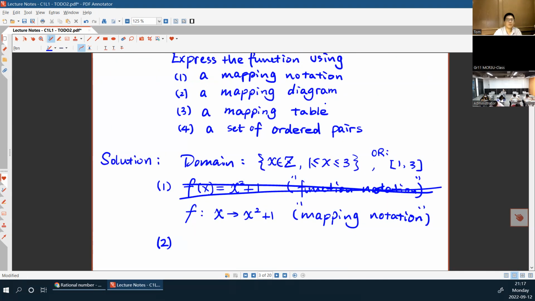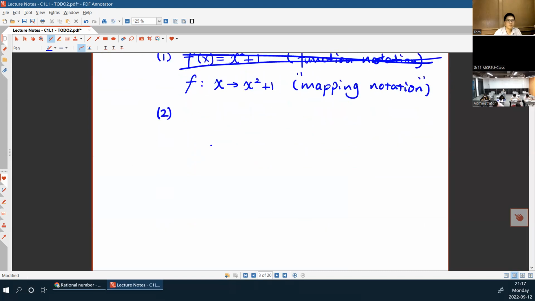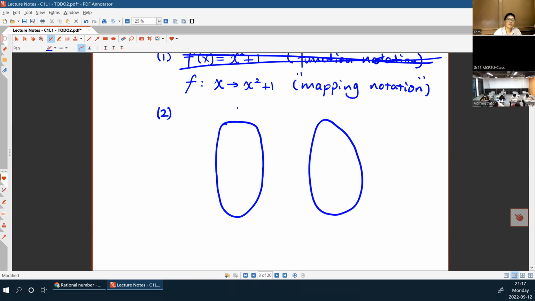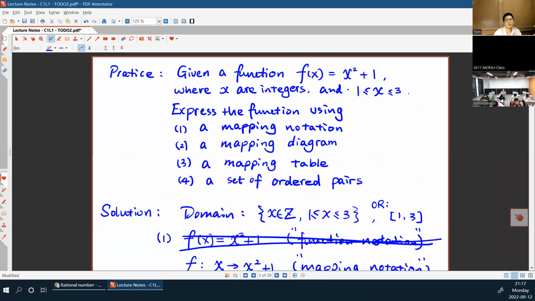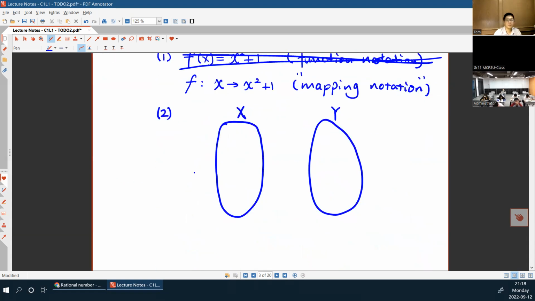What is a mapping diagram? We can draw two sets like this, right? First set x, second set y. So in x, how many elements are there? Note here, x are integers and x is between 1 and 3. So there are only 3 elements in the x set, right? And note here, the set y should be the image of set x, right?